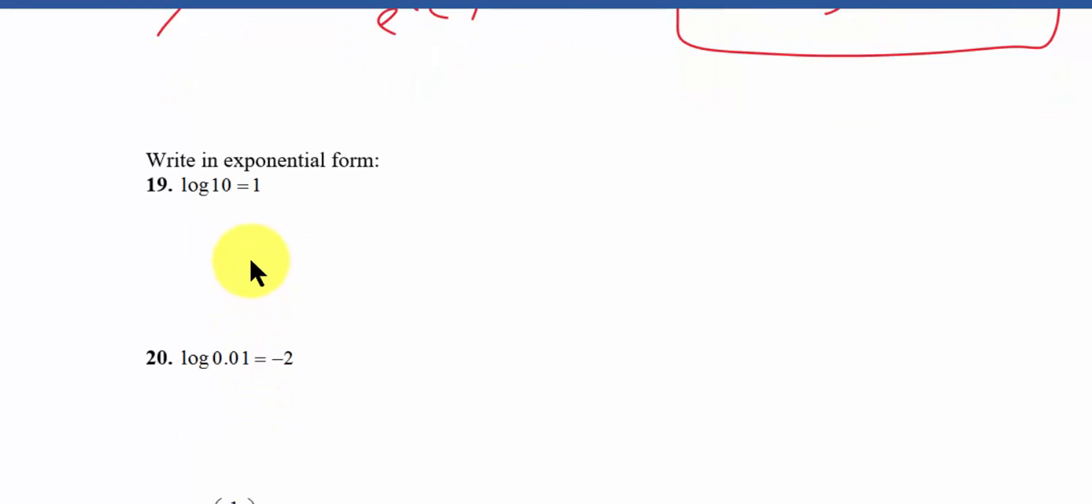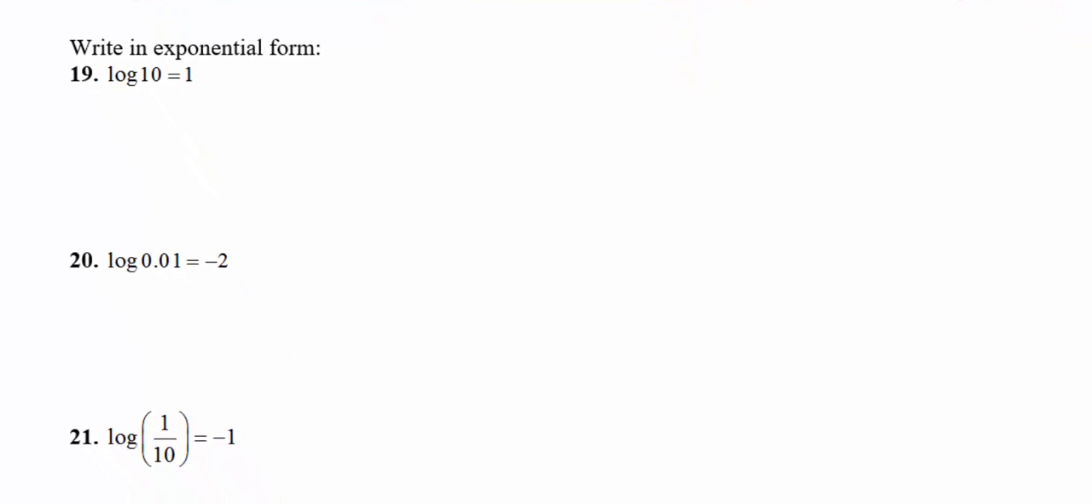So if you look at problem 19, the base of my log, well, if nothing's written underneath it, we can assume this is base 10. So I'm going to write my base of my exponent is a 10, the exponent is a 1, and that equals 10. And then we know 10 to the 1 equals 10.